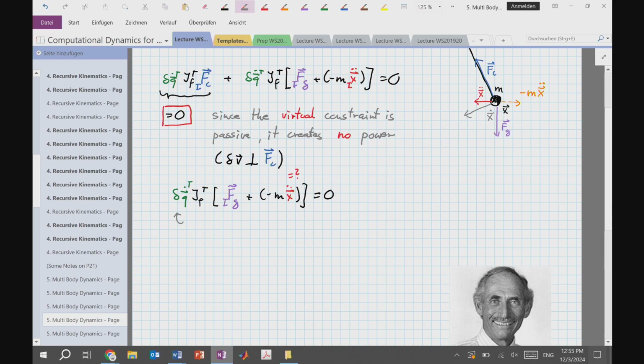Furthermore, I never really specified what these virtual generalized velocities are. So the equation that I have here must hold for all choices of delta Q dot that I can pick.